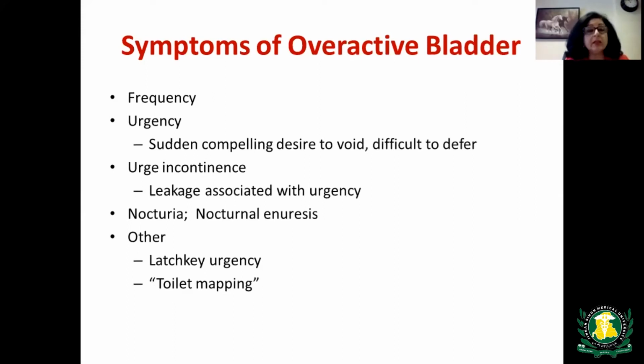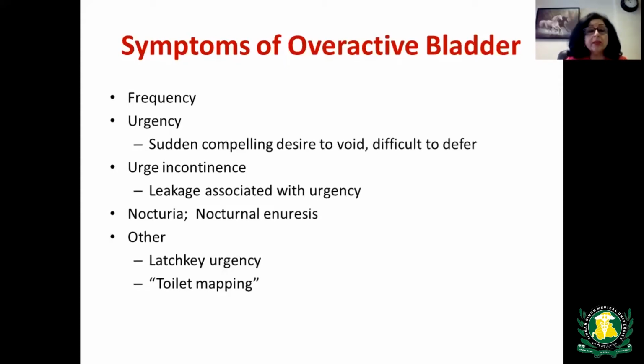But urgency is a sudden compelling desire to void, which they cannot defer, as I have previously mentioned as well. And then urge incontinence is associated with the leakage with urgency. So in stress urinary incontinence, usually that symptom may not be there. But again, it can be very confusing when you ask the women these questions. And nocturia, again, is the same thing that happens during the nights. Women have to have several trips to the toilet to keep the bladder empty, or if they have got unavoidable desire to void. So the terminologies that we use are latchkey urgency or toilet mapping.